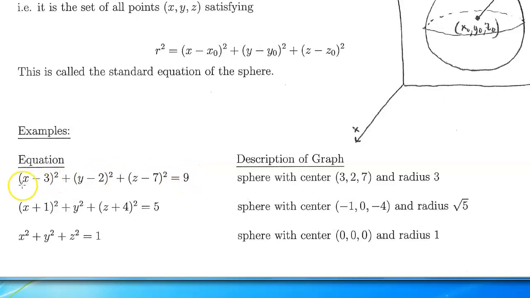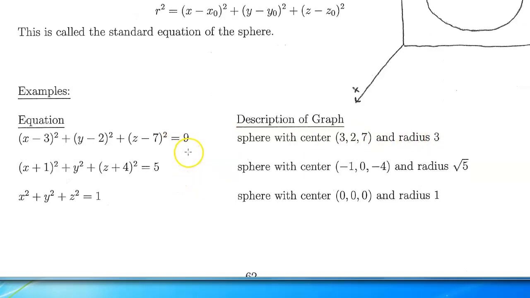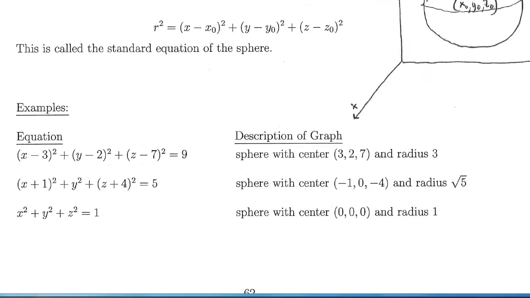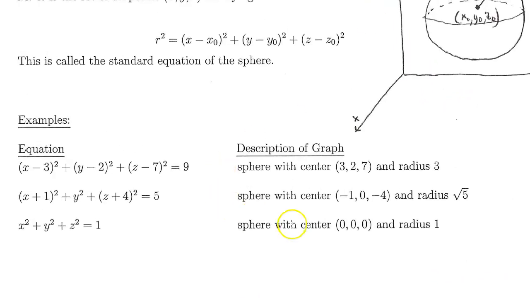Okay, in three-dimensional space, the center of the sphere would be (3, 2, 7), and the radius would be the square root of 9, which is 3. All the points x, y, z that satisfy that would be a sphere. Now notice this is a sphere.